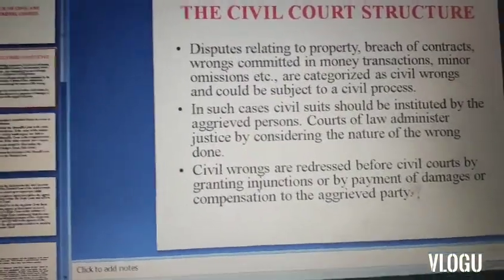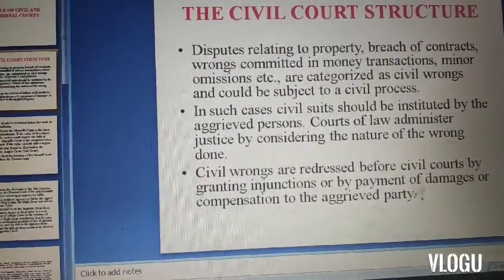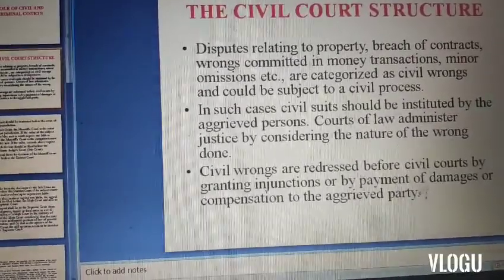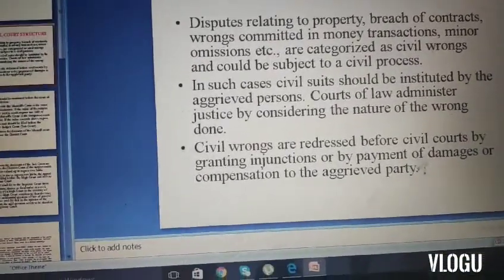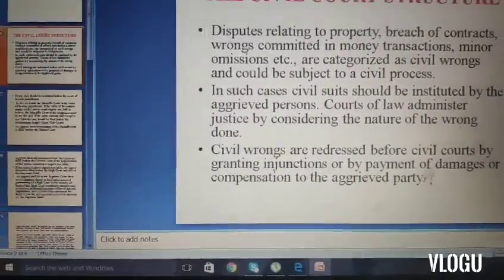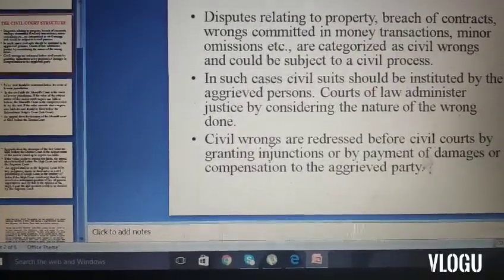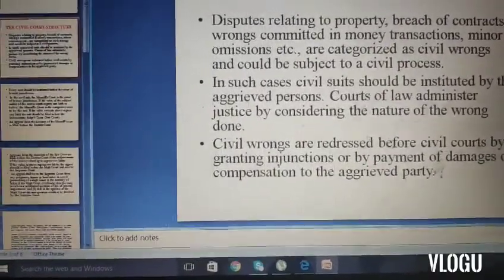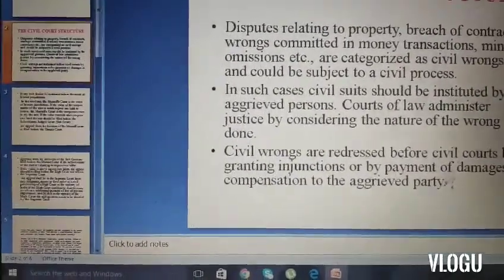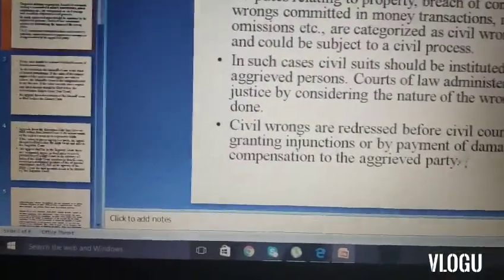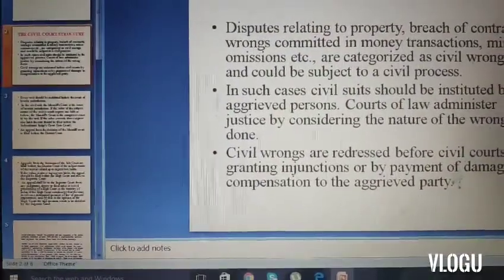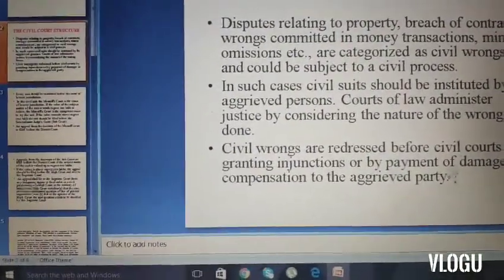And who will institute the civil suit? It should be instituted by the person who is aggrieved. The court administers justice by considering the nature of the wrong done. Civil wrongs are redressed before civil courts by granting an injunction or by payment of damages or compensation to the aggrieved party. This is the fundamental difference between the civil court and the criminal court. What is the remedy available in the civil court? It may be compensation, damages or injunction.